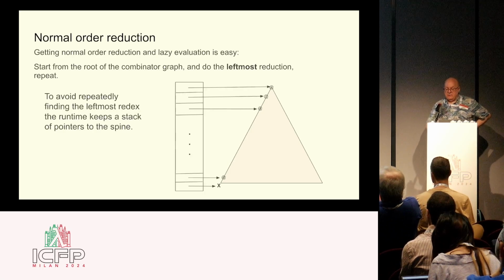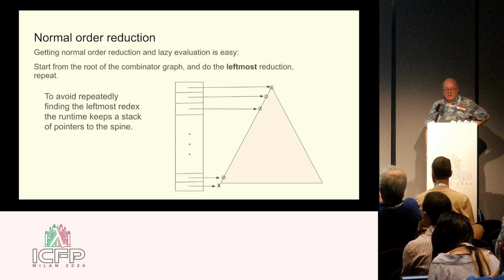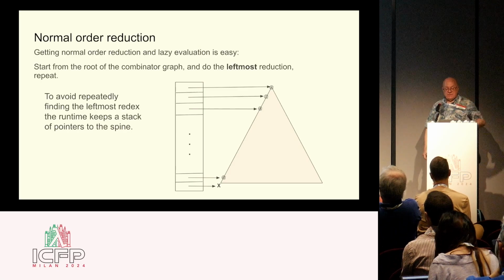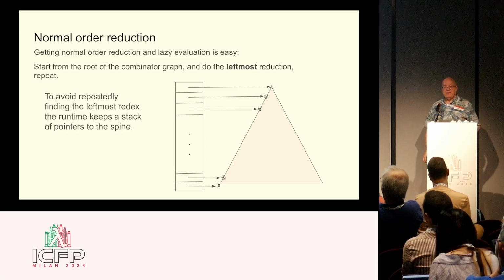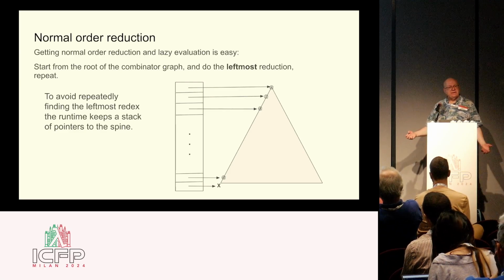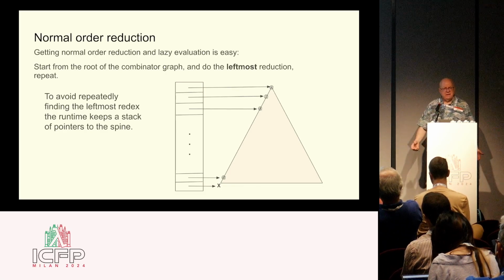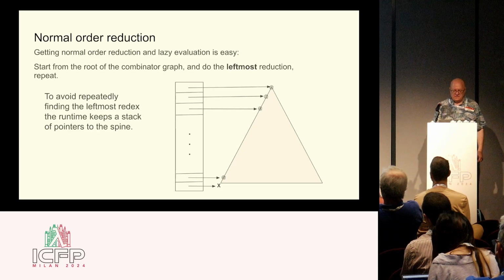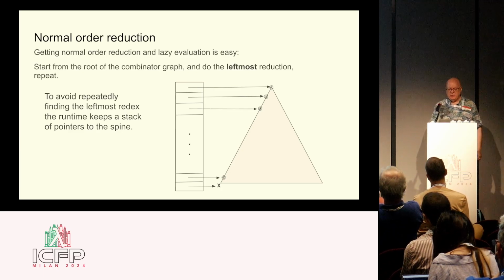And to make it more efficient, you keep a stack of pointers into this graph. So then when you've done a reduction down there, it's easy to find where to do the next reduction. You just pop up the stack a little bit. So that's how easy it is to evaluate combinators. Isn't it amazing? You'll see some C code in a moment too.